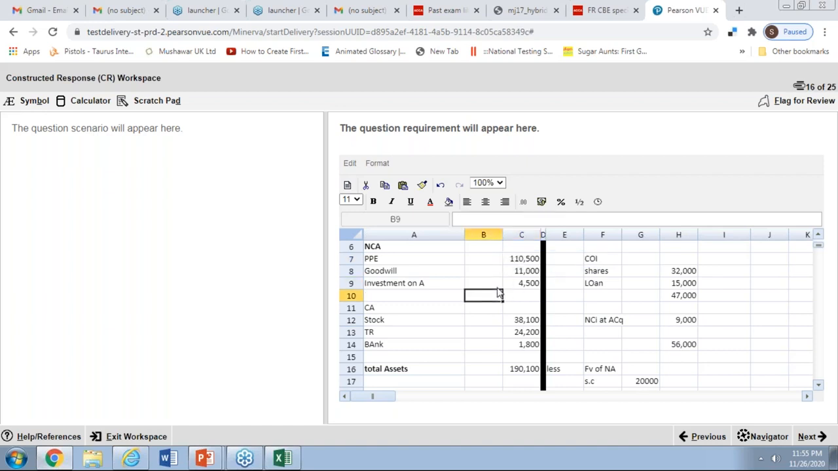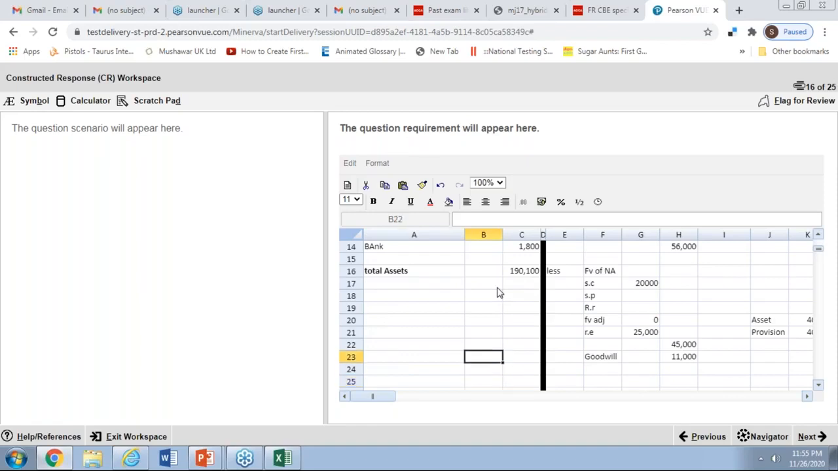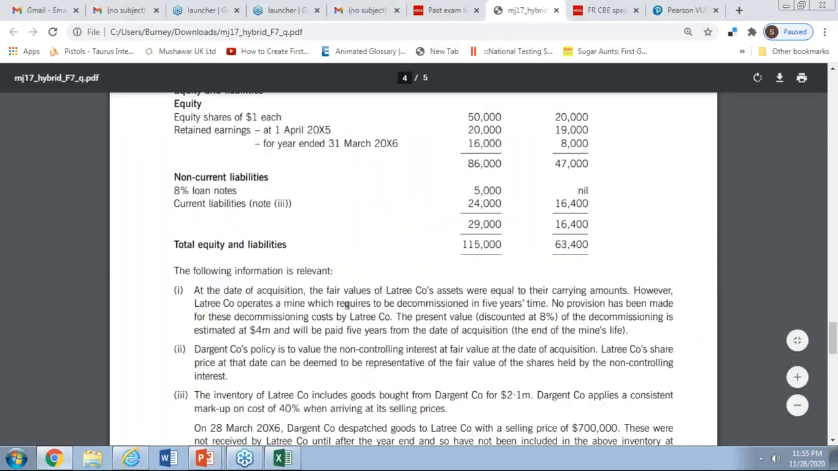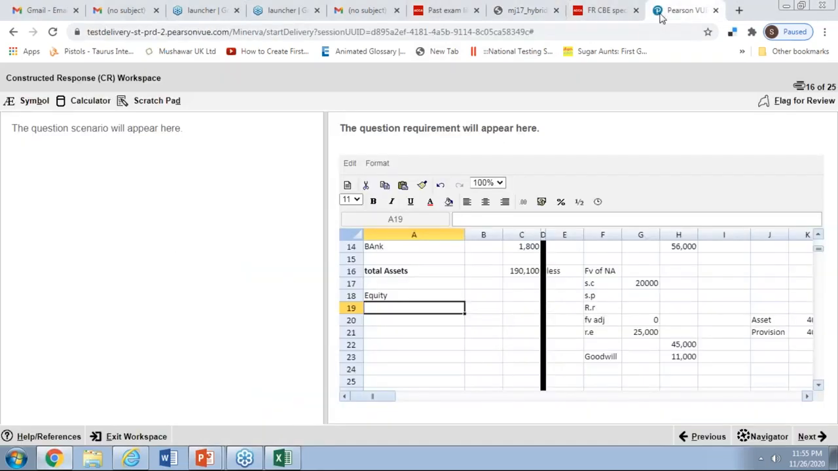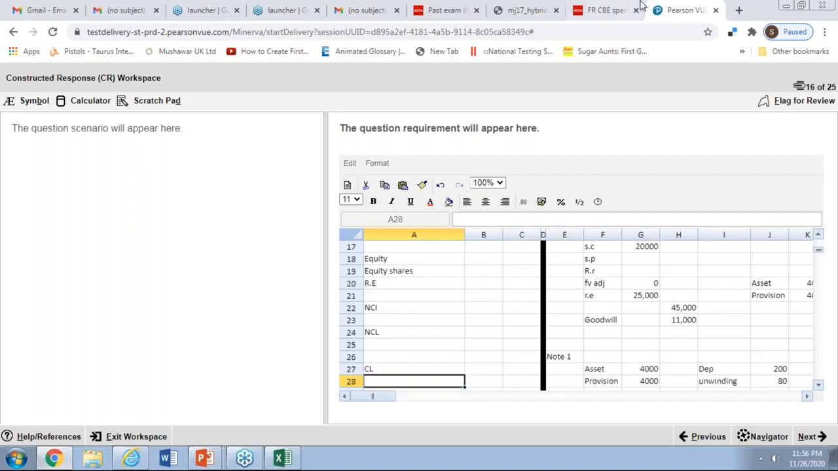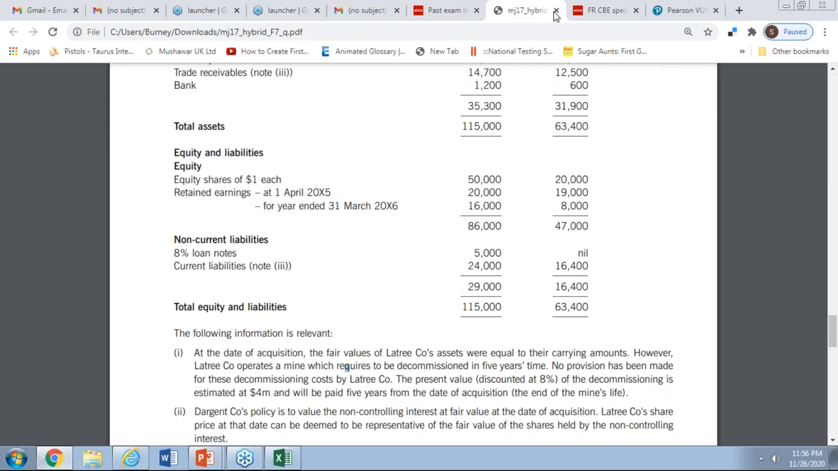Okay, working on the liability side. We will work on the equity. In the equity section, we have got equity shares, retained earnings, which we have not yet calculated, then NCI with the difference, and then finally non-current liability. So first we do these things in current liability, and then we'll move on.